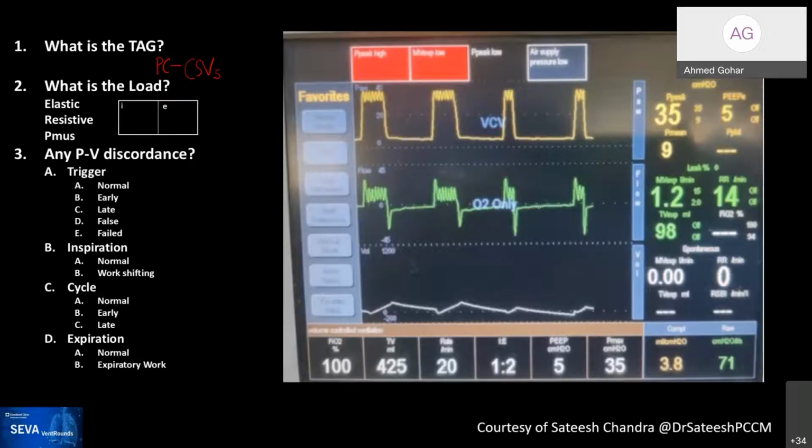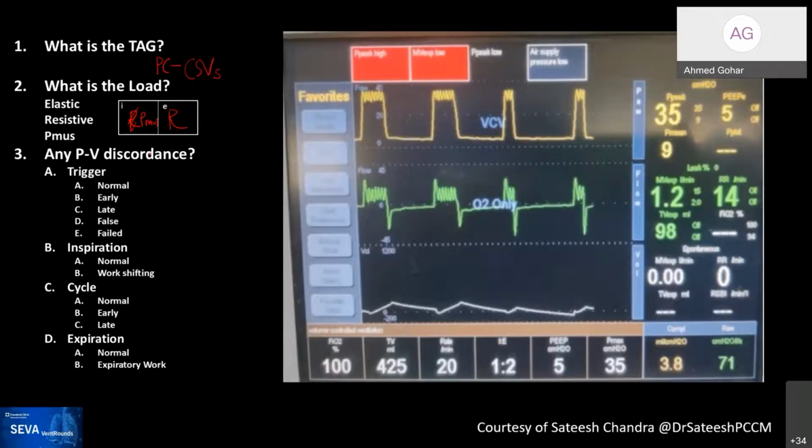So I'm inclined to say resistive is the load. And then I'm going to say in inspiration, it might be PMUS, just because the flow isn't fully decelerating. Now there are these oscillations again, but the second thing is the peak expiratory flow is different between all breaths, which makes me wonder if there's some PMUS during inspiration and it bleeds into expiration, and that's why we have some difference in the peak expiratory flow.